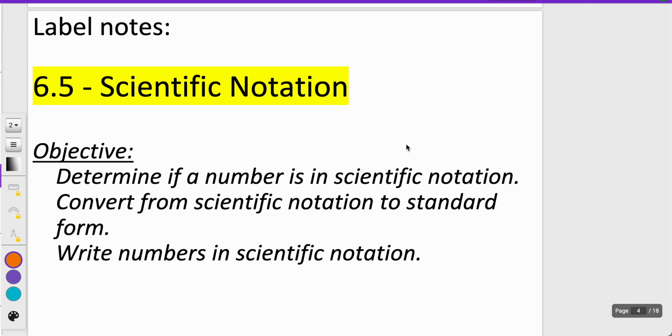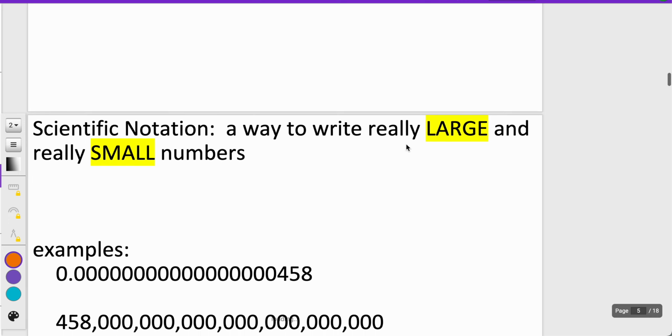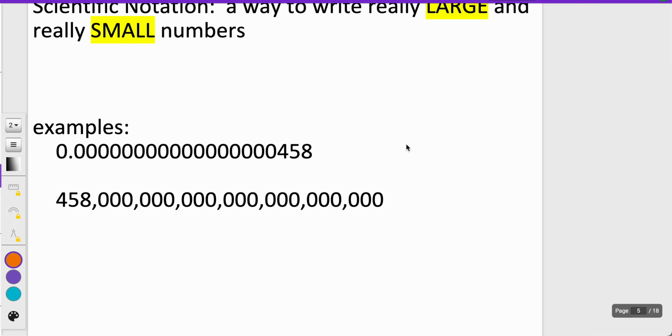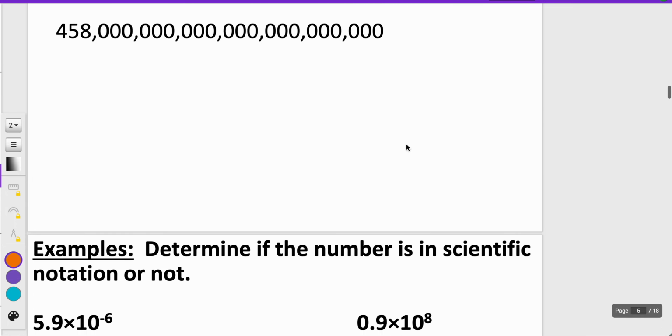Today we're going to be looking at our lesson 6.5, scientific notation. So let's go ahead and get started. Scientific notation is a way to write really large and really small numbers. For example, when we have a super small decimal with tons of zeros or a large number with tons of zeros, these are easier ways to write them. And we're just going to figure out where I can put the decimal and what it should look like.